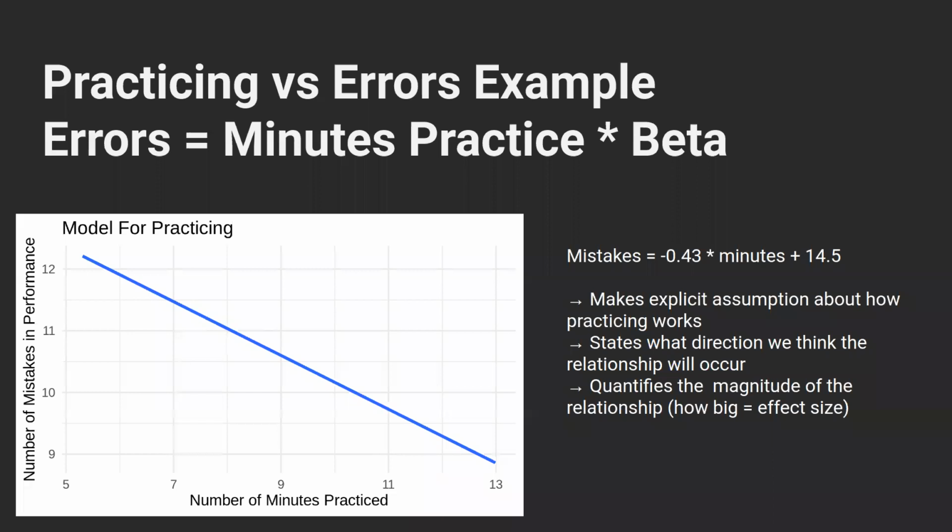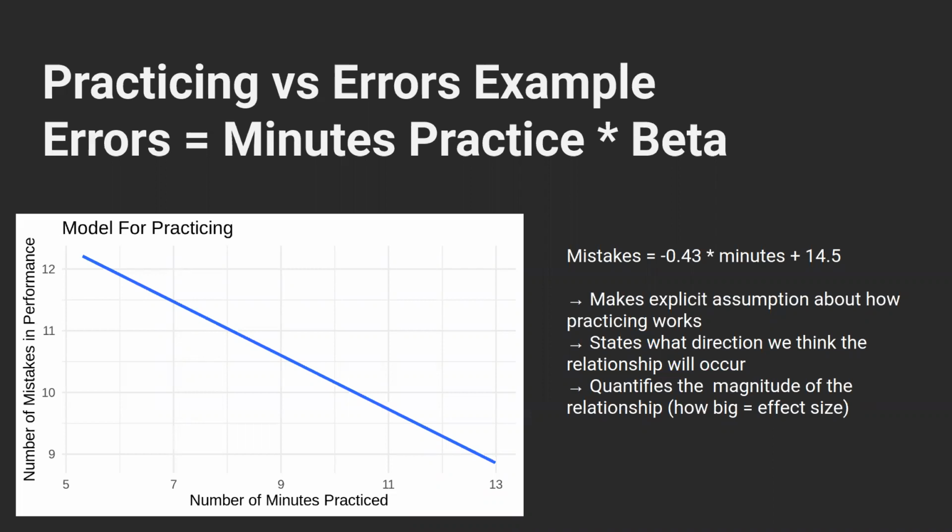And then importantly too, we don't necessarily just want to know what direction the relationship is in, right? We don't want to just say, oh, if you practice more, you make fewer mistakes. One thing that you really want to know as a scientist is you want to quantify the magnitude of this relationship.